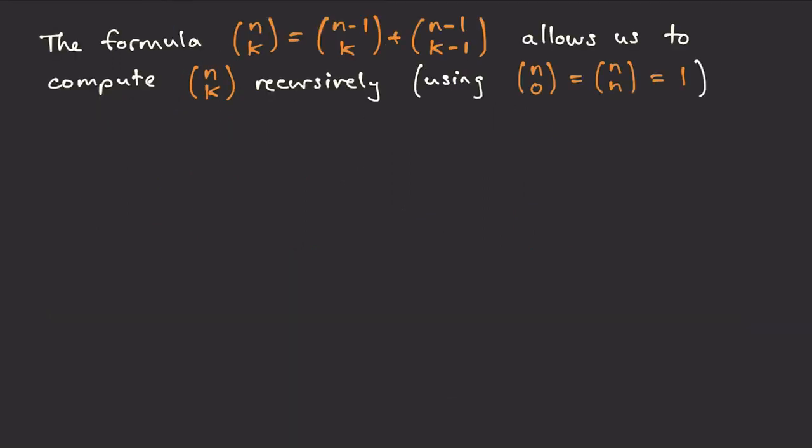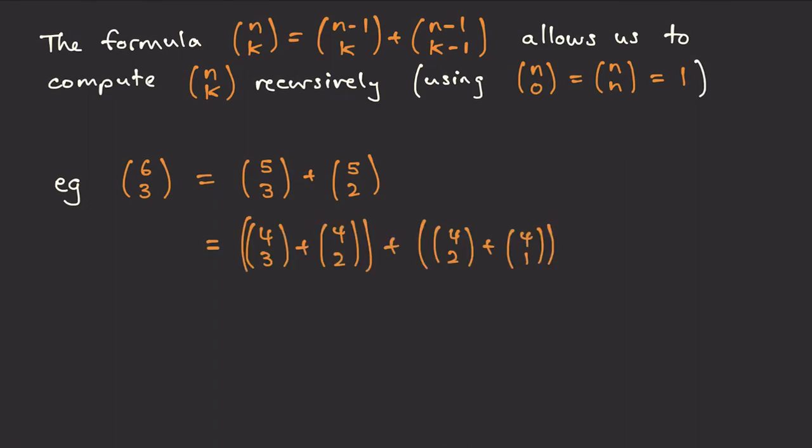Now this formula that we've just proved is probably the most famous one that relates quantities of the form n choose k. In fact, we can use this formula together with the fact that we know what n choose 0 and n choose n are to compute n choose k recursively, at least in principle. For example, say I want to know what 6 choose 3 is. By the formula, that's 5 choose 3 plus 5 choose 2. 5 choose 3 is 4 choose 3 plus 4 choose 2. 5 choose 2 is 4 choose 2 plus 4 choose 1.